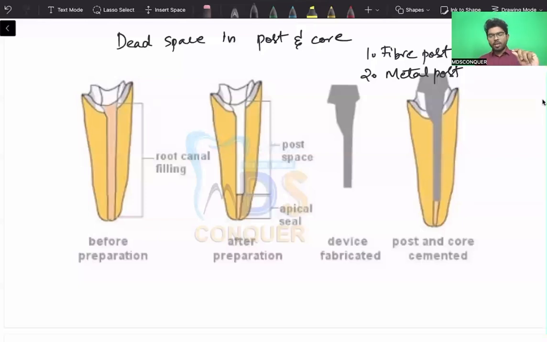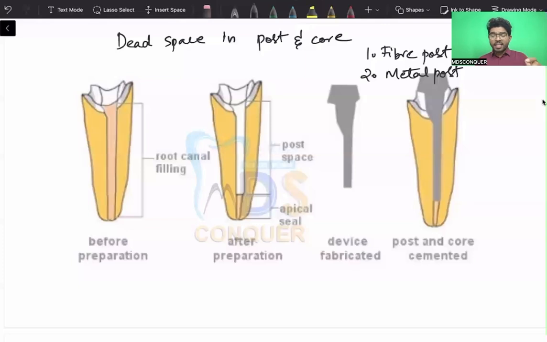Which posts are very frequently used nowadays, metal posts or fiber posts? Yes, perfectly right. The posts which are very frequently used nowadays are fiber posts. Can anyone tell me the reason why fiber posts are most preferred when compared to metal posts? Okay, aesthetics. Aarti is telling aesthetics. Yes, it is white in color, so aesthetics.